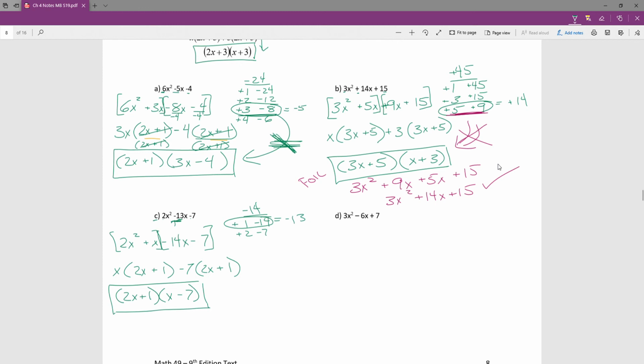One more on this page, starting out with the number puzzle, I'd have 3 times positive 7 at the top of it, so positive 21. Factoring that as many ways as I can.